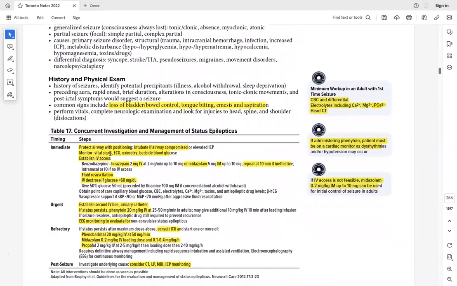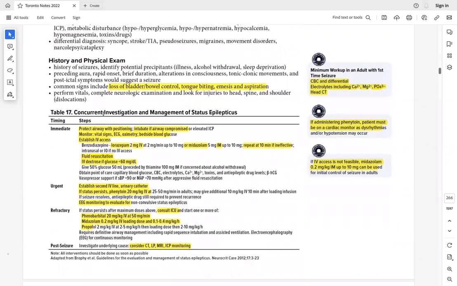If they're asking about investigations, the patient is presenting with seizures, and what is the next investigation? We have to do blood glucose, capillary blood glucose. Then for the treatment, we have to protect the airways. We have to put the patient in the left lateral decubitus position. We have to put the patient on ECG, do the vitals, check the oximetry. Then we will give them benzodiazepines.